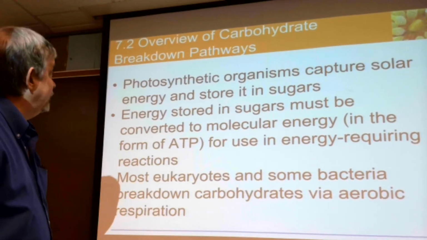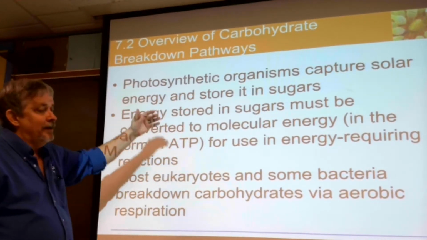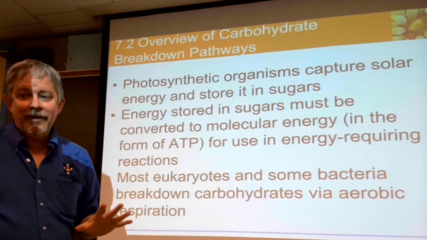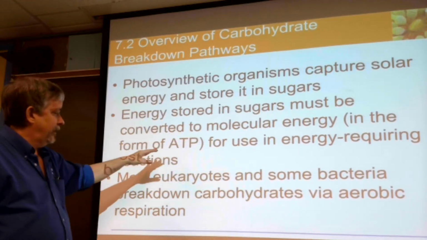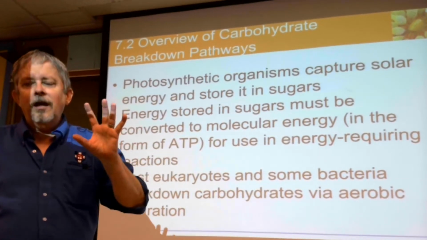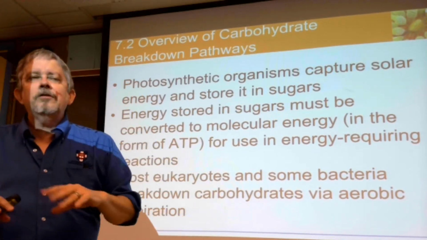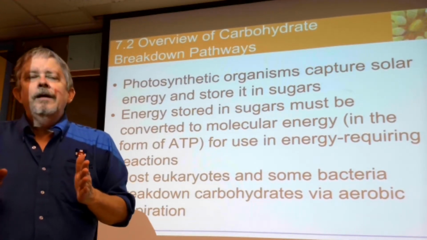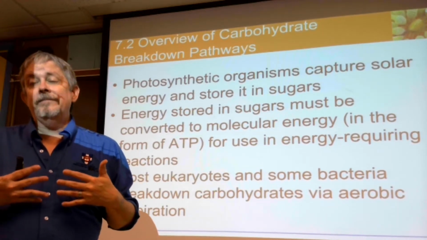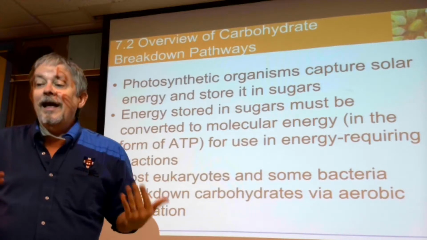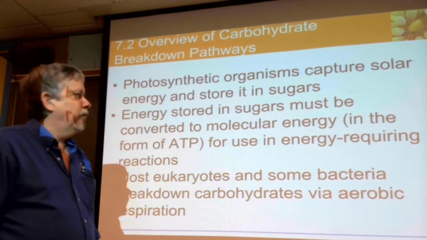So this is chapter 7. We just covered photosynthetic organisms capture solar energy. It's stored now in sugars, so it's there, it's good to go. Energy stored in sugars must be converted into molecular energy in the form of ATP. So took sunlight, made it into ADP and ATP and NADPH, and then took that through the Calvin-Benson cycle to form sugar. Now it's set, it's stored, it's bonded. But when even plants need energy, they will break apart those sugars and form ATP again. And so ATP is being made and recycled as we go through this.